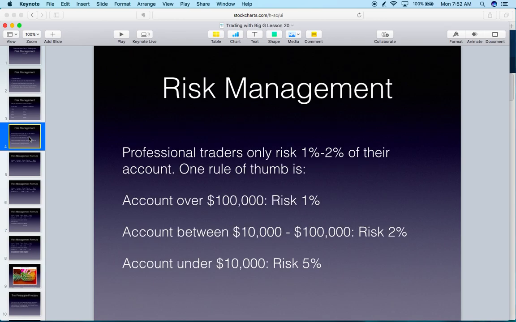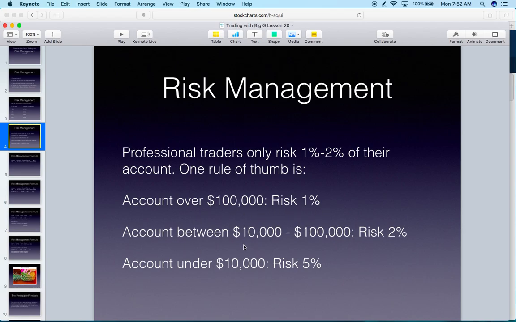Professional traders only risk about 1 to 2% of their account. Now, there are lots of different rules of thumb out there. One rule of thumb that I have read from a trader that I have learned a lot from and respect a lot, and I won't use his name, says if you have an account over $100,000, you really don't need to risk more than 1%. That's $1,000 on $100,000. You don't need to risk more than 1% if you have an account over $100,000.